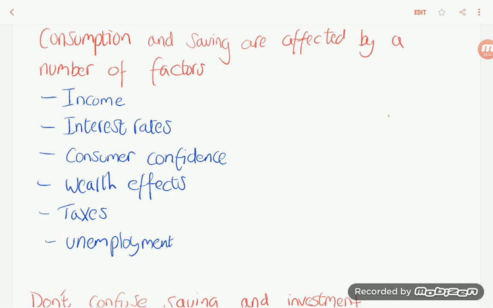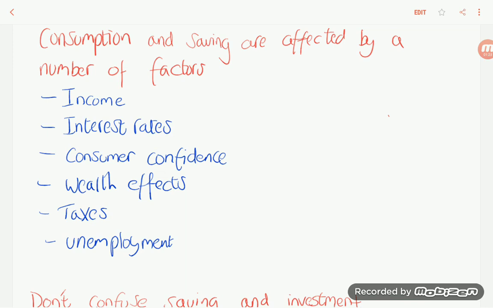Consumption, sometimes referred to as consumer expenditure or consumer spending, is the total amount spent by households on goods and services. It doesn't include spending by firms. An increase in consumption will mean an increase in AD. A reduction in consumption will mean a reduction in AD. Consumption is the largest component of AD, about 65% of AD in the UK. This means that changes in the level of consumption will tend to have a huge impact on AD.